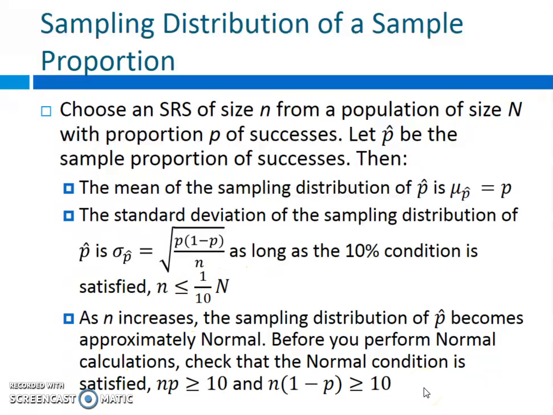Also, we can use normal techniques as long as these two calculations are true. So something else we have to check besides the 10% condition. We have to check that the sample size times the population proportion is greater than or equal to 10, and that the sample size times the complement of that is also greater than or equal to 10. So some conditions have to be true when we're trying to solve problems here.